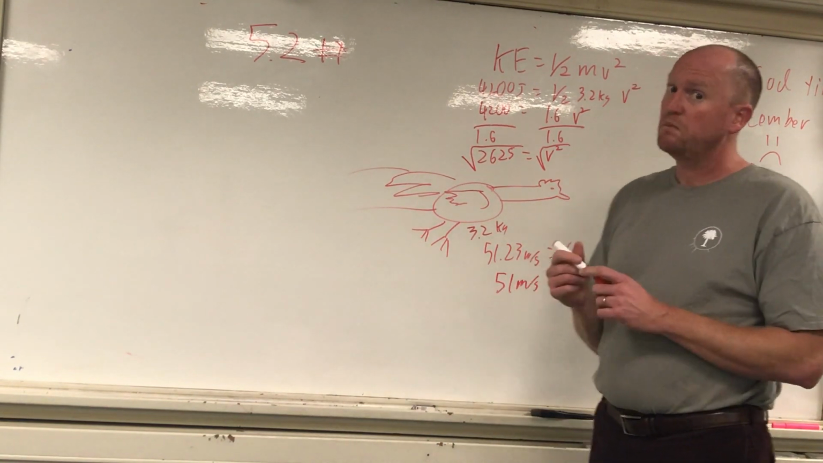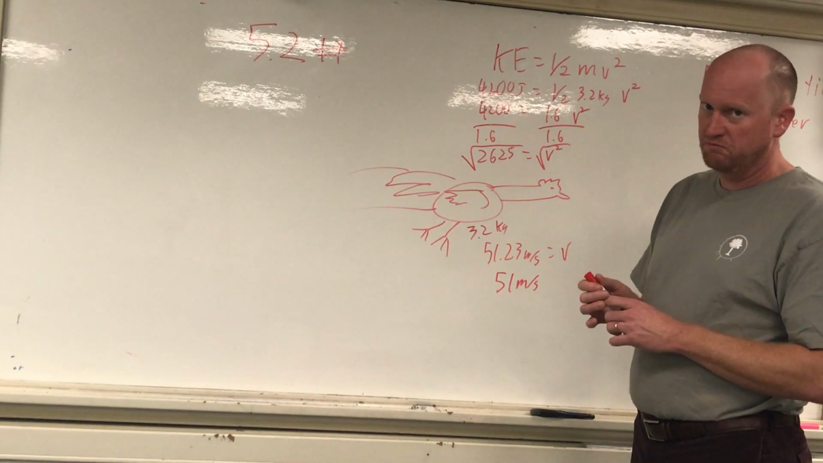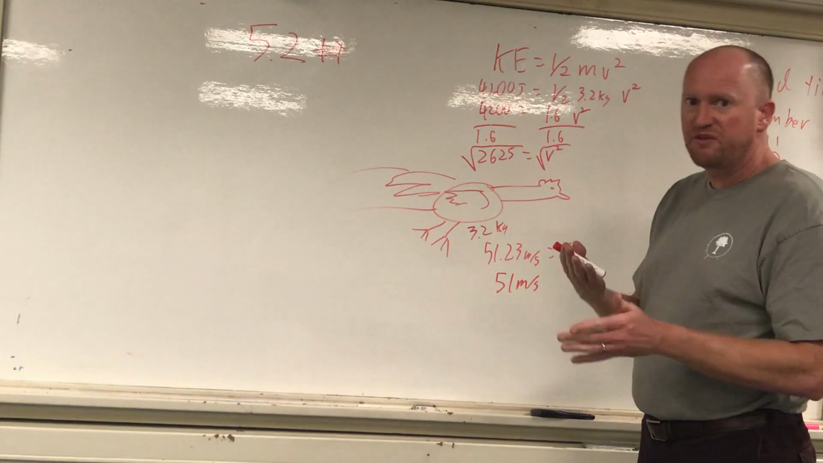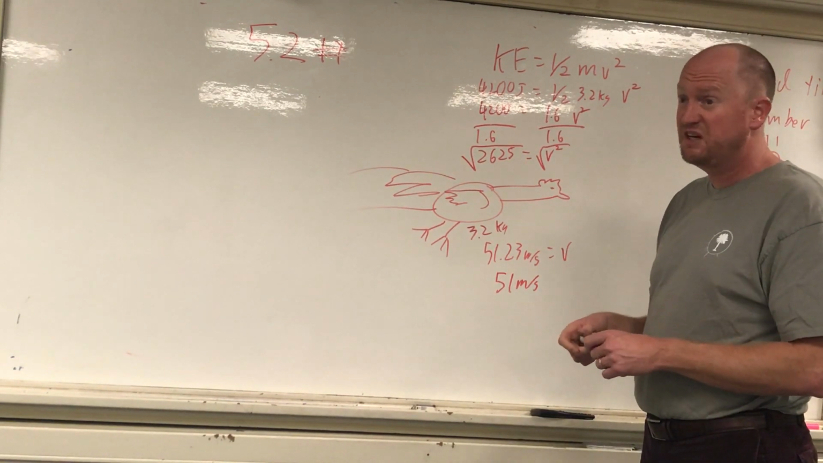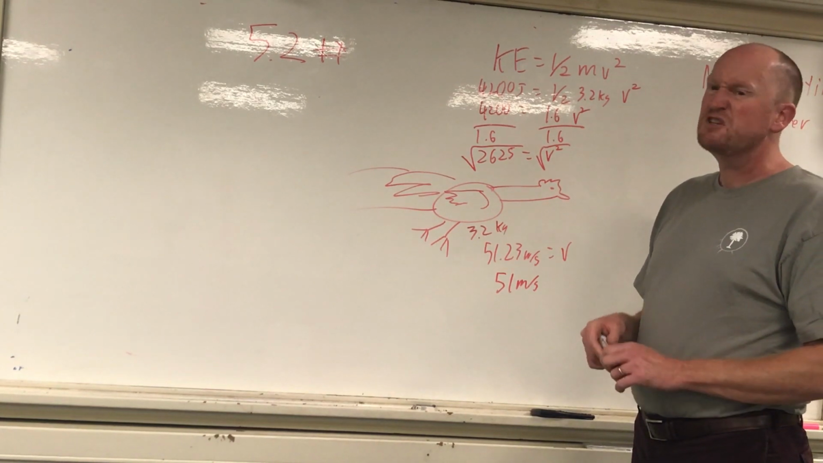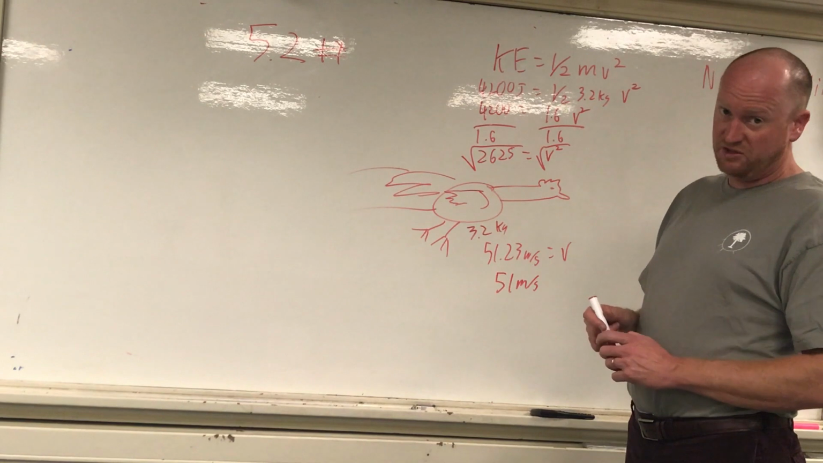Now, guys, let me tell you something. This is fast for a chicken. In fact, it's fast for most animals. If you're thinking about your own car's max speed, this is over 100 miles an hour. This is very, very fast for a chicken or for any pet.